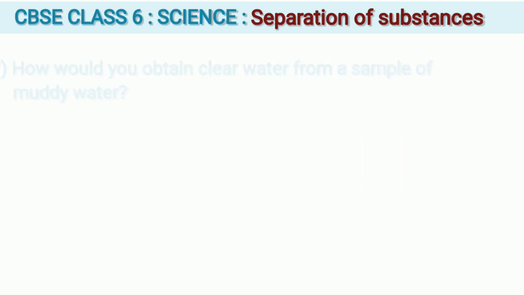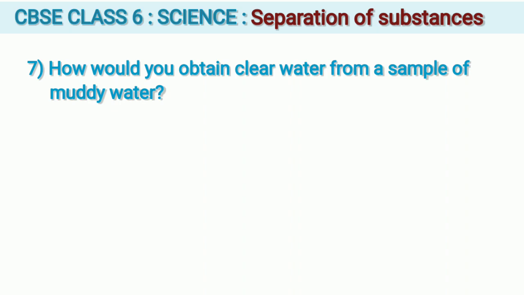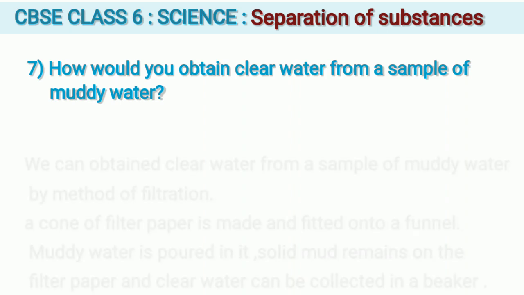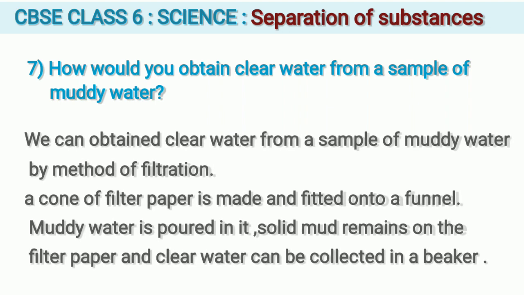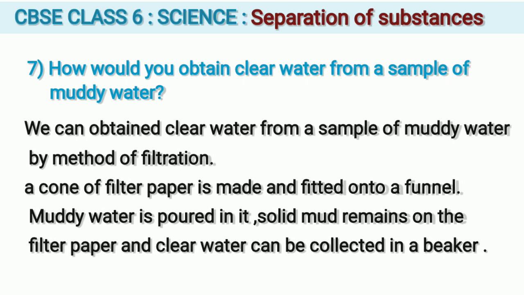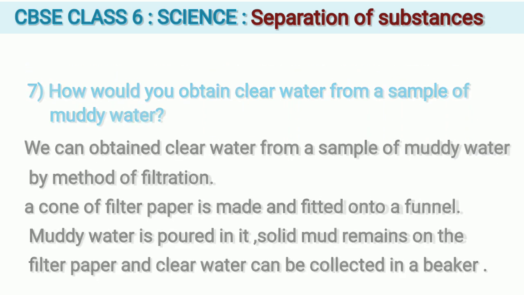Let us do question 7. How would you obtain clear water from a sample of muddy water? We can obtain clear water from a sample of muddy water by method of filtration. A cone of filter paper is made and fitted onto a funnel. Muddy water is poured on it. Solid mud remains on the filter paper and clear water can be collected in a beaker.